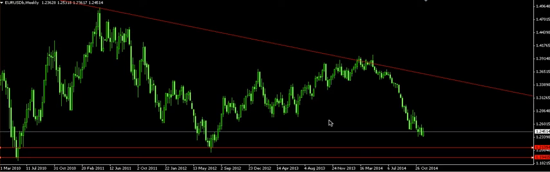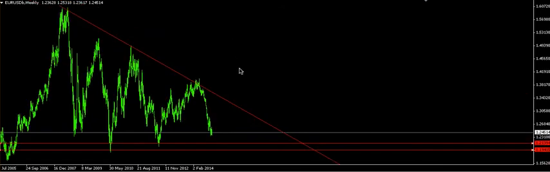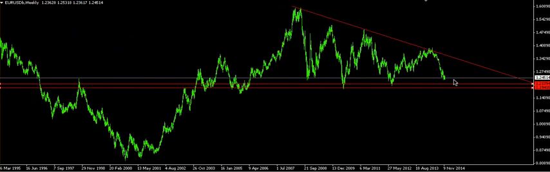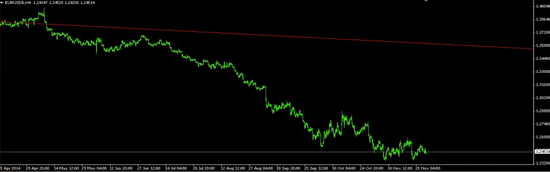So looking at the overall US economy prospect, we can still short the Euro USD. We can still expect the TP somewhere around 100 to 200 pips in the coming week. Also, this is the weekly chart. Let's go to the H4 chart here.